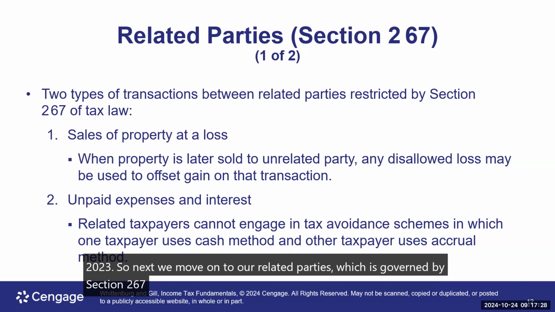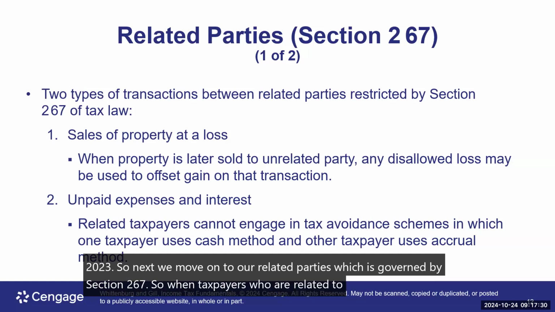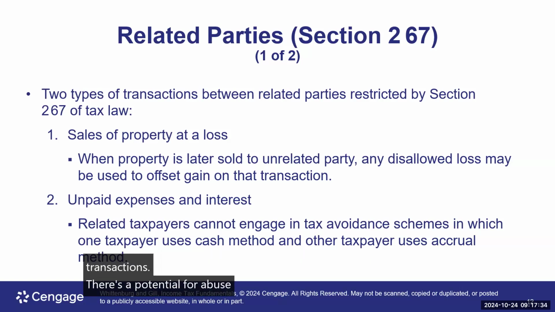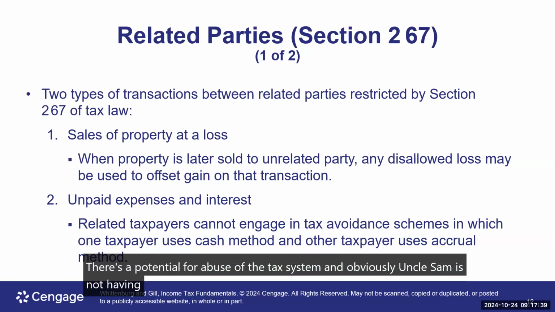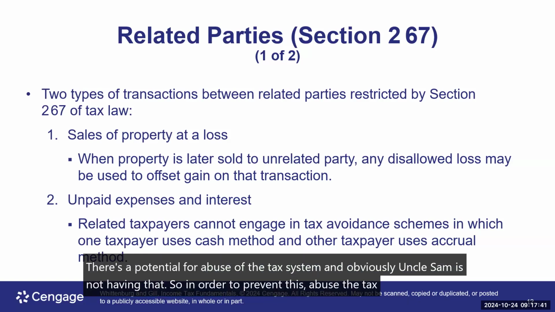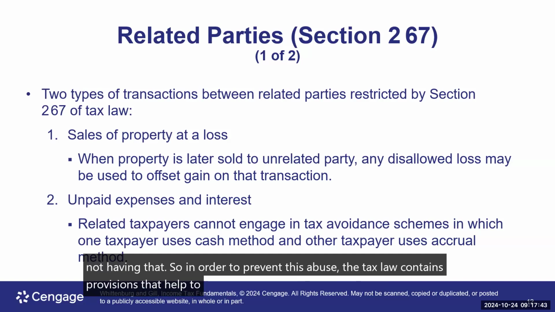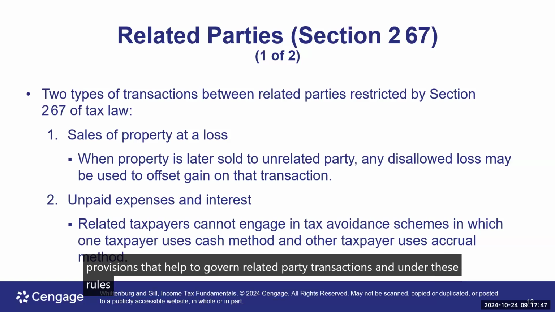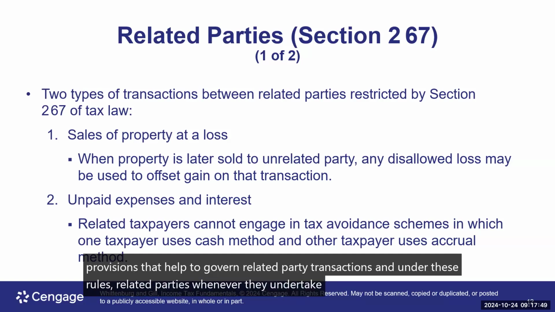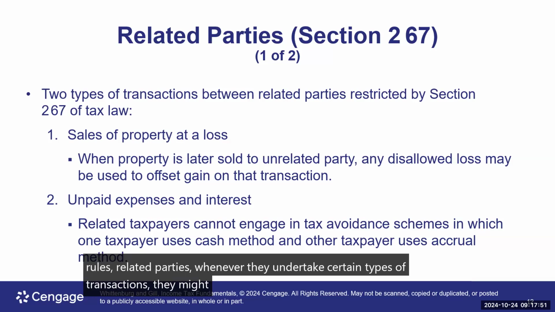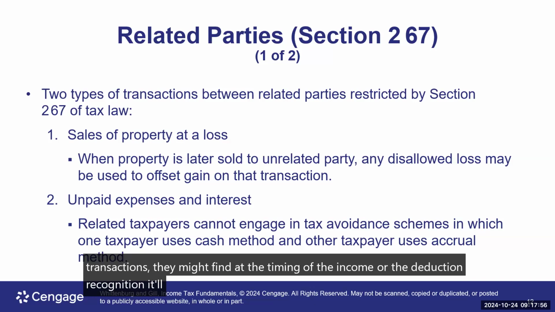So when taxpayers who are related to each other engage in transactions, there's a potential for abuse of the tax system, and obviously Uncle Sam is not having that. So in order to prevent this abuse, the tax law contains provisions that help to govern related party transactions. And under these rules, related parties, whenever they undertake certain types of transactions, might find that the timing of the income or the deduction recognition will differ from the typical rules.